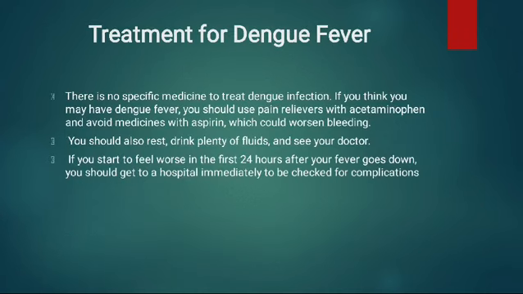And treatment for dengue fever. There is no specific medicine to treat dengue infection. If you think you may have dengue fever, you should use pain relievers with acetaminophen and avoid medicines with aspirin, which could worsen bleeding. You should also rest, drink plenty of fluids, and see your doctor. If you start to feel worse in the first 24 hours after your fever goes down, you should get to the hospital immediately to be checked for complications.